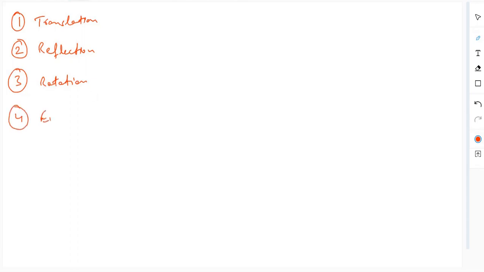Now the first and the most simple is translation. Then you have reflection. Then you have rotation. And the fourth one is enlargement. These are the 4 kinds of transformations that are part of your syllabus.